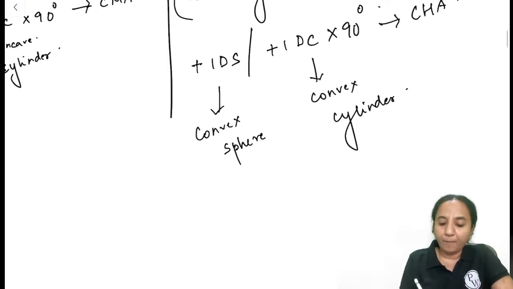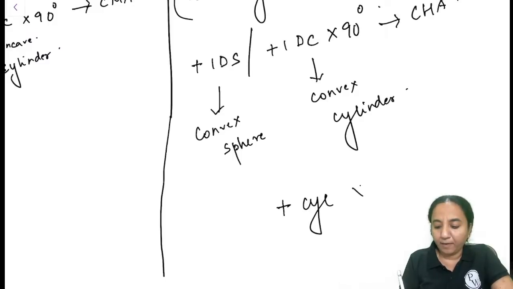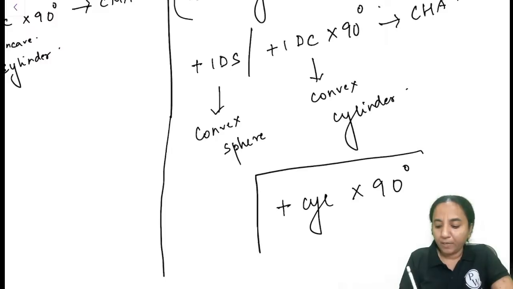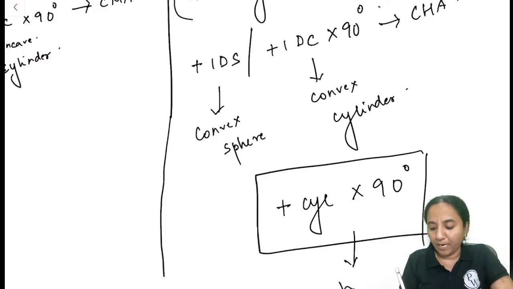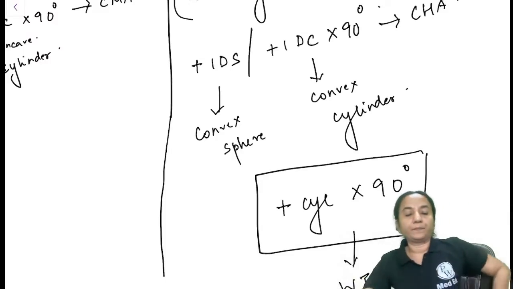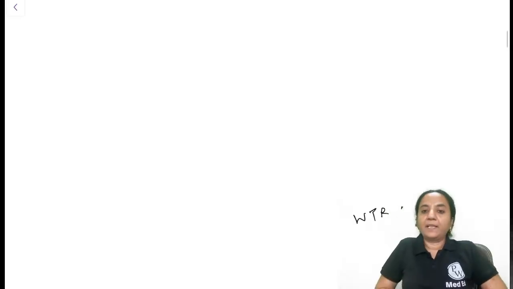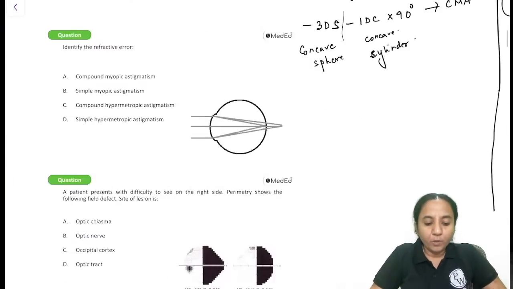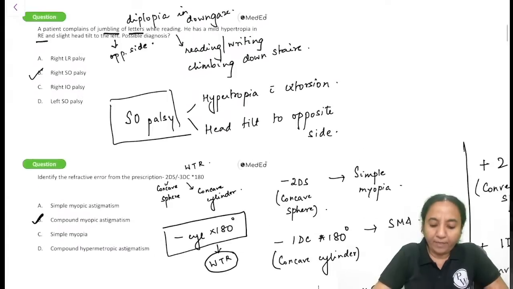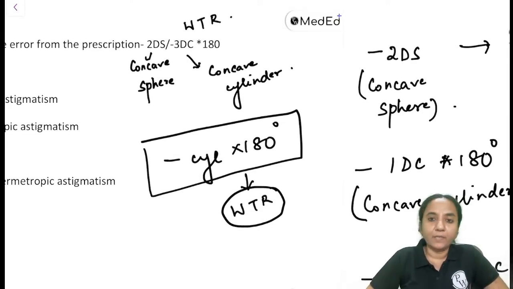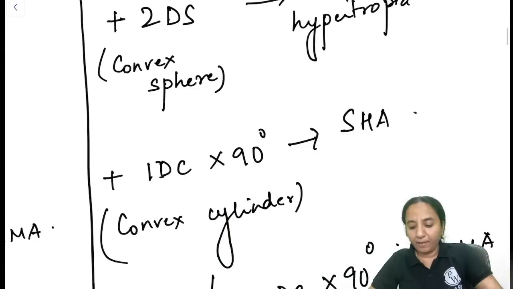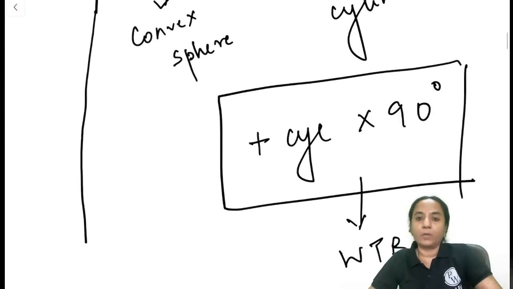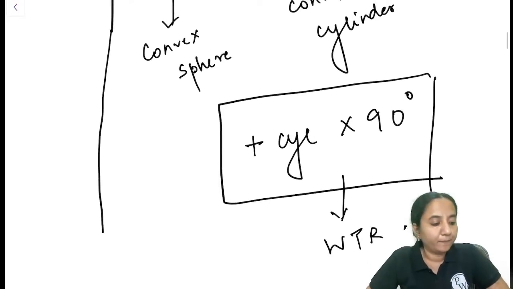And how do you decide WTR or ATR for plus prescriptions? If you have a plus cylinder cross 90, this is with the rule, WTR, and the opposite is against the rule. For minus, I told you that a minus cylinder cross 180 is with the rule. Similarly, a plus cylinder cross 90 is with the rule. The opposite is against the rule.